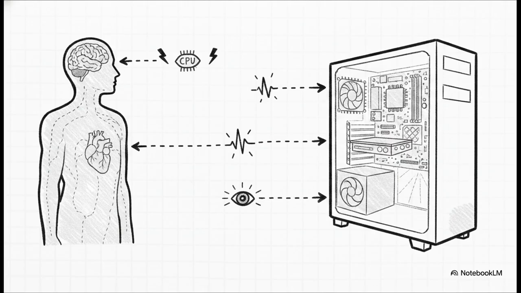Then you have the power supply, which functions as the circulatory system, pumping energy wherever it's needed, while the cooling system acts as temperature regulation so things don't overheat. And finally, the GPU operates as your visual processing center. The big takeaway here is interdependence. If one biological system fails, or even if just one component is severely bottlenecked, the entire machine suffers.